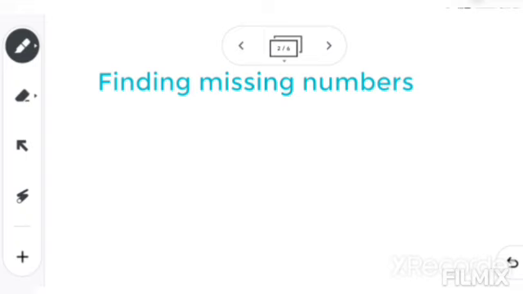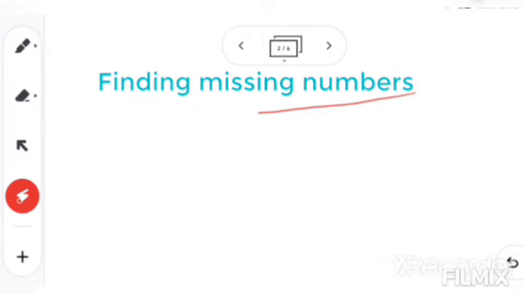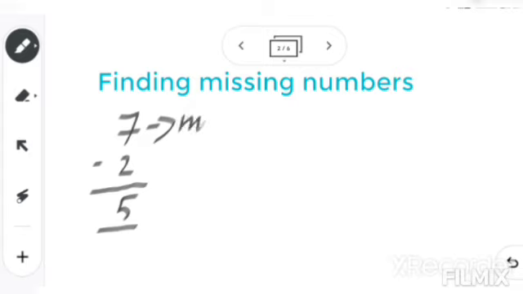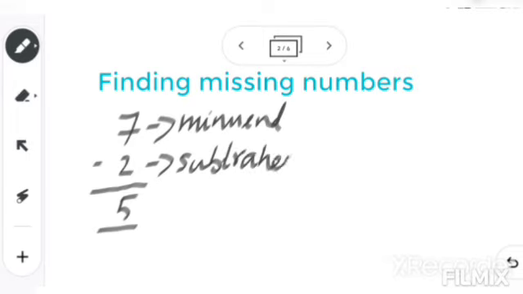Good morning children. Today we are going to see finding the missing numbers. In subtraction, suppose we have 7 minus 2. I am taking a simple number. 7 minus 2, you will get 5. So here this 7 is the minuend, this 2 is the subtrahend, and this 5 is the difference. So we have these three numbers in this subtraction.